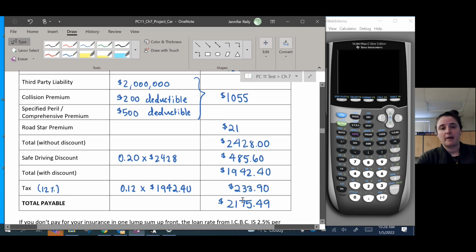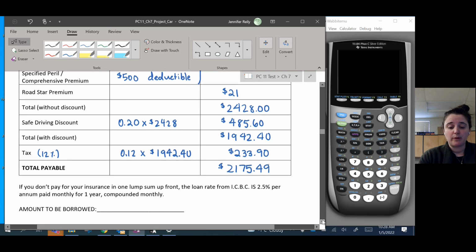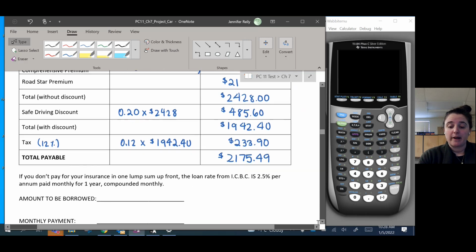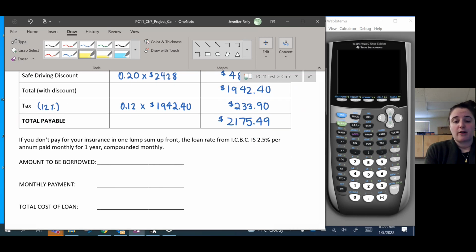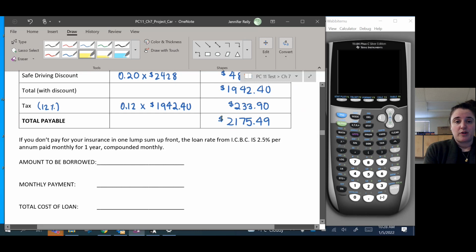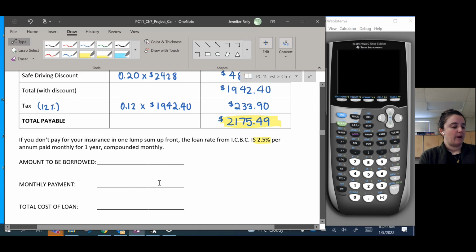Okay, so when you go to your insurance agency and you go to pay, you'll have two options. You can just pay all that up front in cash, or if you don't have $2,000, which a lot of people don't, they end up borrowing the money from ICBC. And ICBC actually gives you a pretty decent deal, much better than a credit card or something like that, which usually has like 20% interest. So this is the amount we want to pay. ICBC gives you a 2.5% loan, and you can pay it monthly. You can also pay it semi-annually or quarterly as well, I believe. But here we'll just assume you're going to pay monthly because that's what most people choose.